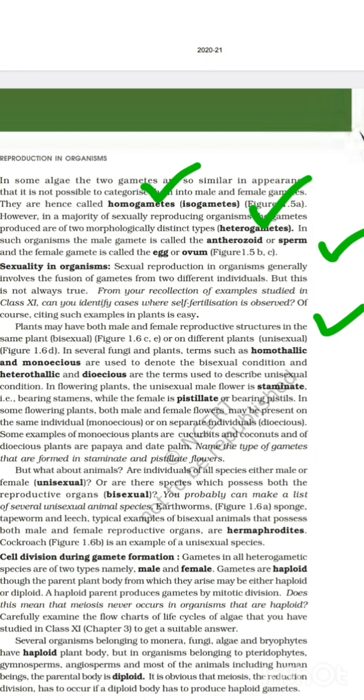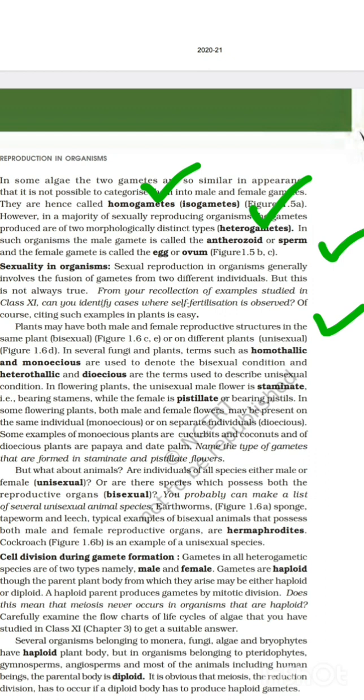Homothallic means in one thallus or one plant, two sexes are found, and monoecious means the same. Monoecious means that male sex organs and female sex organs are found in the same thallus or plant. And heterothallic means that male sex organs and female sex organs are found in two distinct plants, in two different thalli.